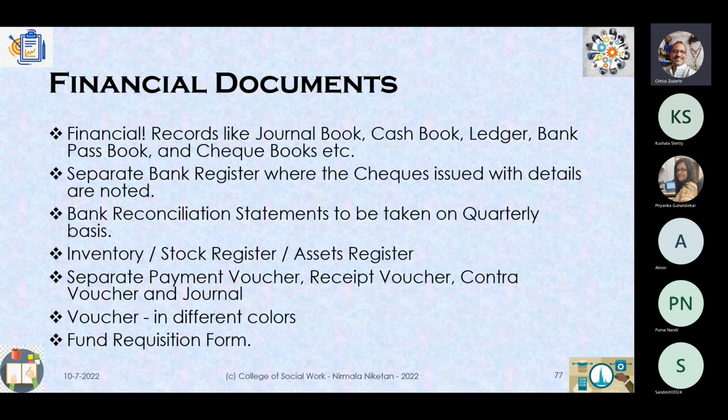Financial. This is another aspect. If you are competent enough to look at financial documents, you can look at things like a journal book, cash book, ledger, separate bank registers, bank reconciliation statements. Of course, now you have Tally for all this, but you can also have access to Tally if required. You have inventory records like stock register, asset register, voucher files.